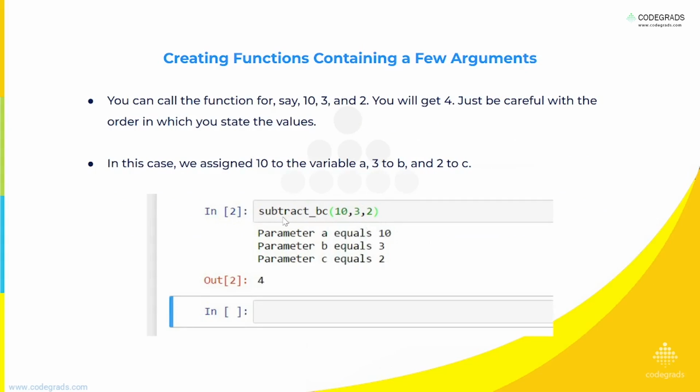After calling the function, for a we have passed the value 10, for b we have passed 3, and for c we have passed 2. That is creating a function containing multiple arguments.